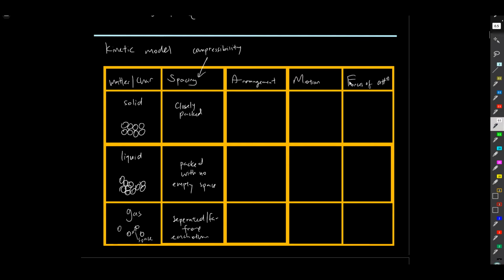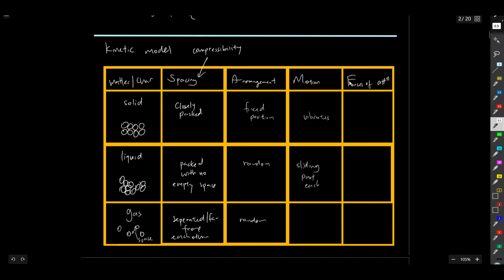Okay, so for the arrangement, these are in fixed position, these are in random position, and this is in random. Then for motion, it vibrates about fixed position. This one is sliding past each other in random position.